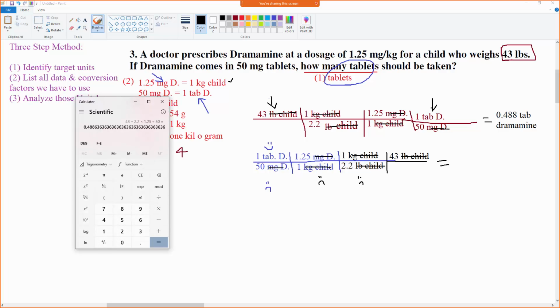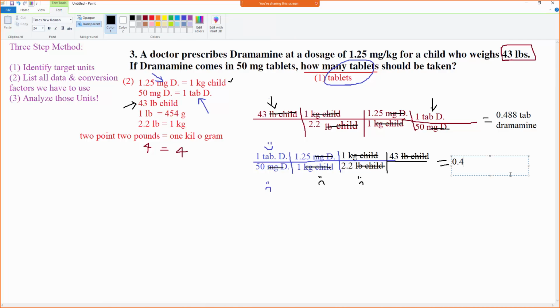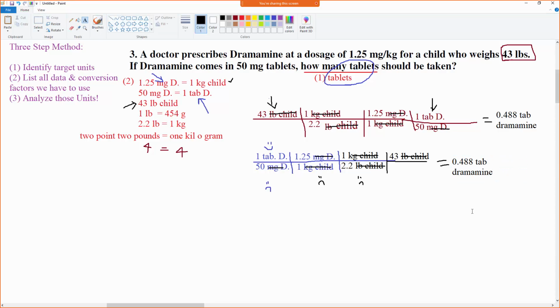Look, I'll show you. I'll start with 1 divided by 50, multiplied by 1.25, divided by 2.2, multiply that by 43, and I get 0.488. It's the same. So that's the one that makes the most sense to me. So that's what I like to do. Either one is perfectly fine. I'm never going to make you do it in a particular way, right? On the exam, the key is, did you get the right answer? And there's no point at which I'm going to judge the way that you got it.